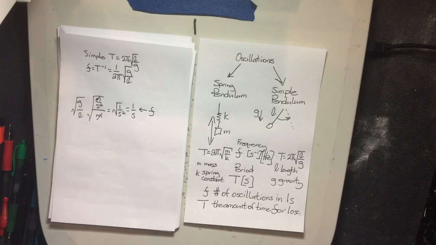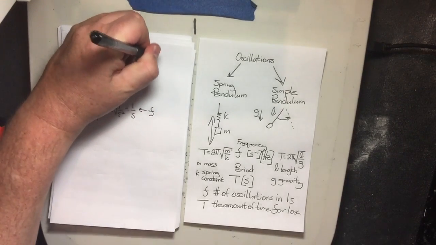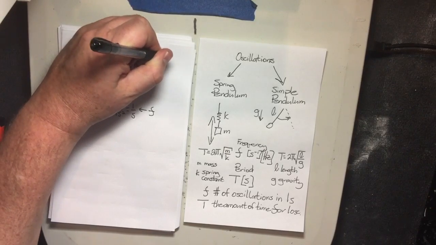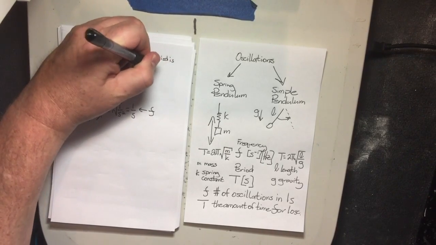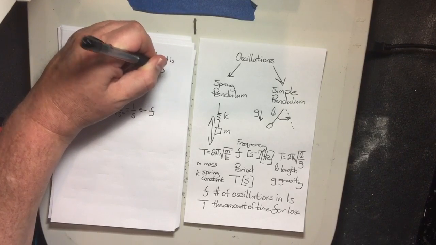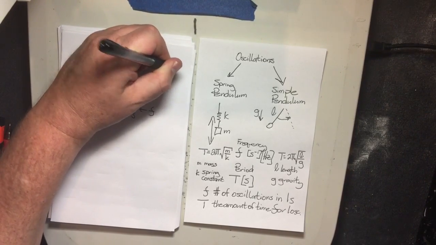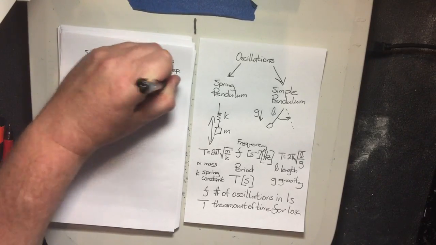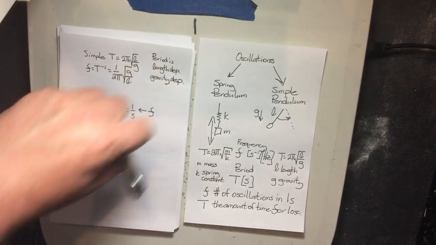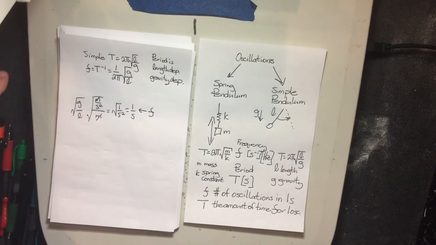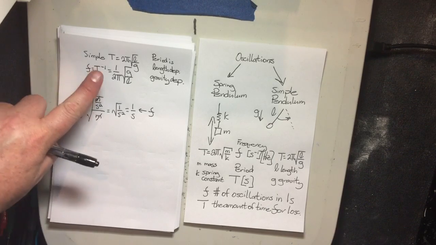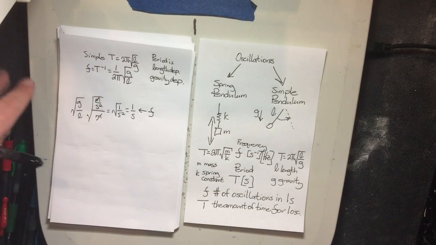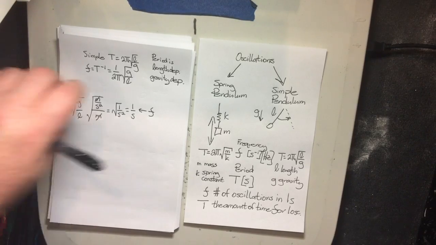Another thing we can look at is that the period is length dependent and gravity dependent, because L and g are in the equation. So if you increase L, the period increases. If you increase the gravity in which it's operating, you decrease the period.